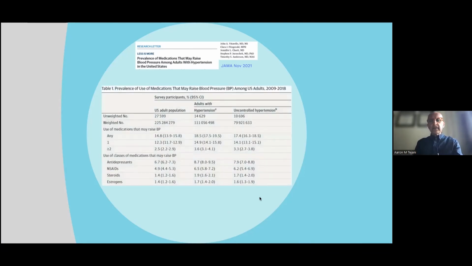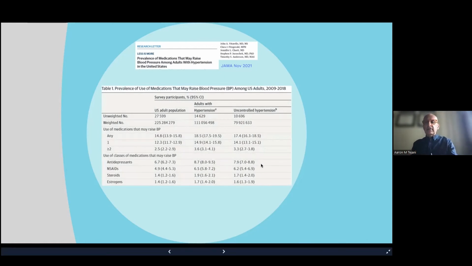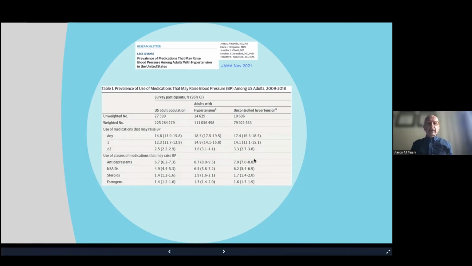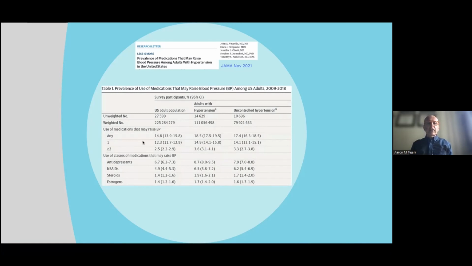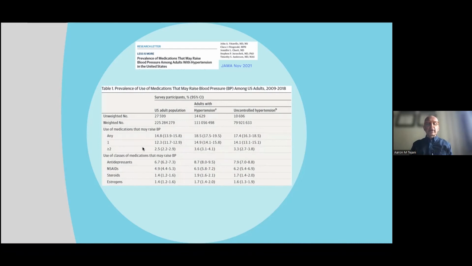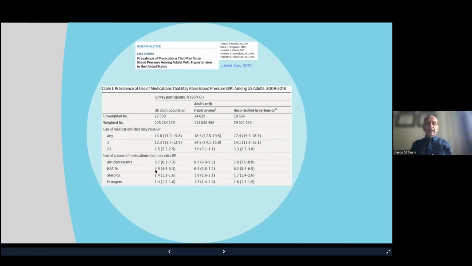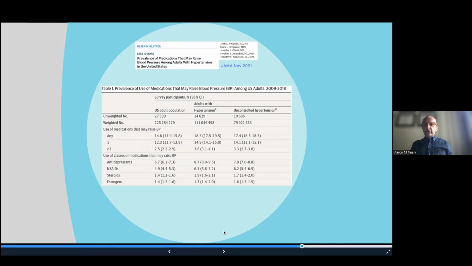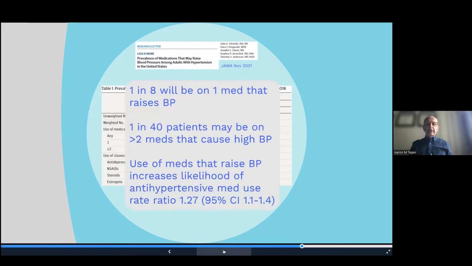They looked at thousands of patients. And there's a lot of numbers here, so I don't necessarily want you to focus on everything. But what I found interesting is the proportion of patients in the US population that are on one drug that may raise their blood pressure, and the proportion that are on at least two drugs that may raise their blood pressure, as well as the drugs that most commonly fall into those categories. So without worrying too much about the details in this table, let's look at the summary.